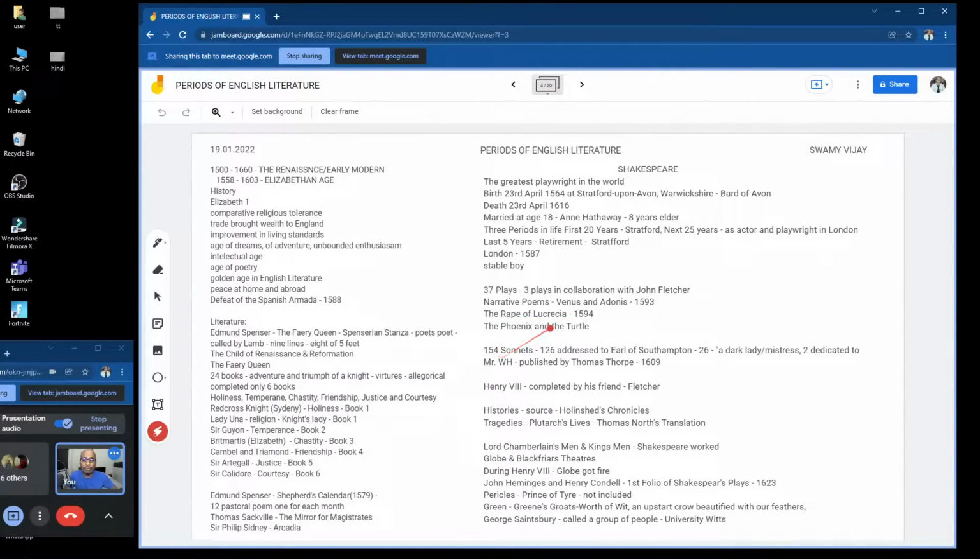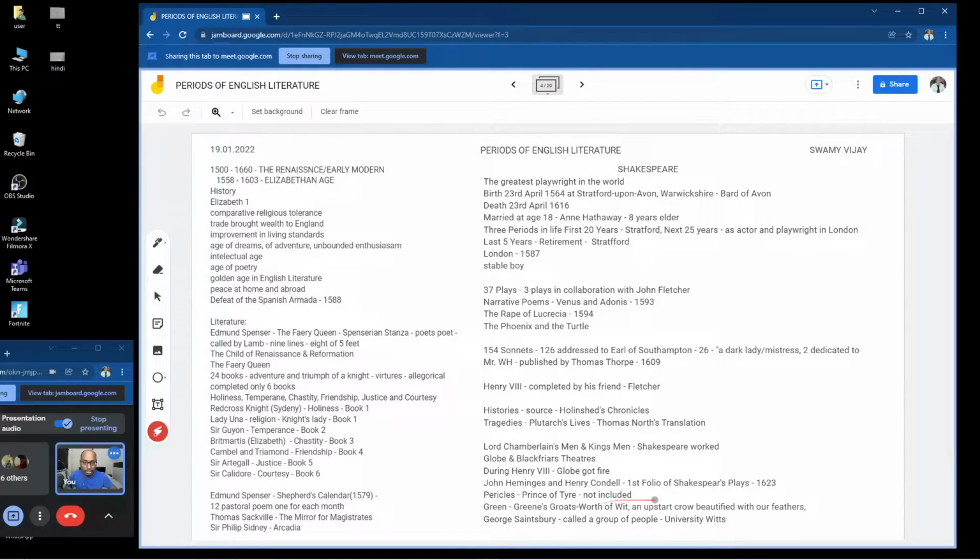He wrote 154 sonnets, 126 addressed to the Earl of Southampton, 26 to the Dark Lady or his mistress, dedicated to Mr. W.H. and published by Thomas Thorpe in 1609, and then Henry VIII was completed by his friend Fletcher. The source for Shakespeare's histories is Holinshed's Chronicles, and for Shakespeare's tragedies it is Plutarch's Lives in Thomas North's translation. He worked in the Lord Chamberlain's Men and the King's Men. Then John Heminges and Henry Condell published the First Folio of Shakespeare's plays in 1623, and one of the plays not found in that folio is Pericles, Prince of Tyre.